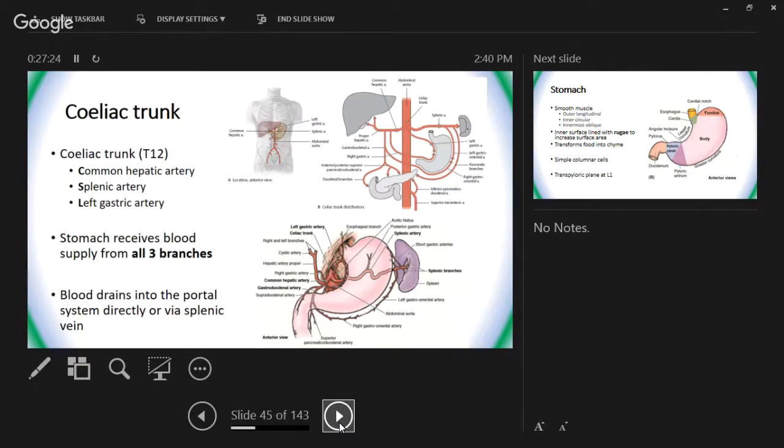And blood from the stomach drains out via the portal system. So it can go straight to the portal vein, or it can get drained by other veins, but eventually it ends up in the portal vein.